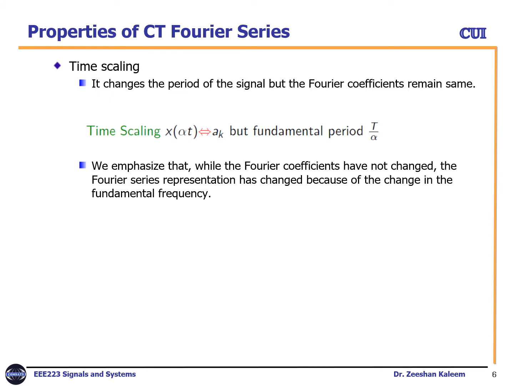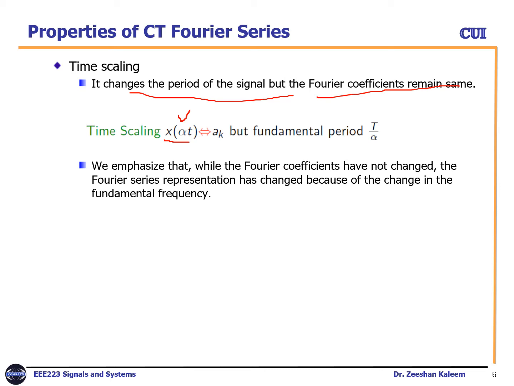Time scaling. So what will be the impact of time scaling in the Fourier series? It changes the period of the signal, but the Fourier coefficients remain the same. When you scale a signal, for example, you have a signal x(t) and you scale it with some parameter alpha, so you get x(alpha t). So what will happen to the Fourier series coefficients?